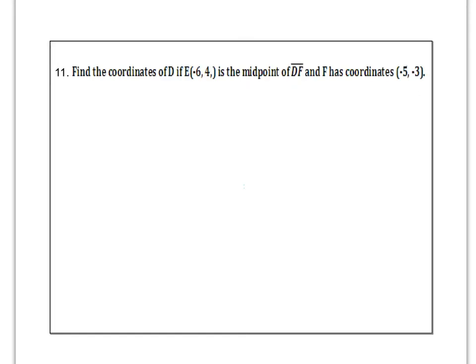Number 11 is maybe one of the trickiest questions we're going to run into today. It says find the coordinates of D if E, -6, 4, is the midpoint of segment DF, and F has coordinate -5, -3. For me, it helps to draw the picture. You don't have to, but I know E is at -6, 4.